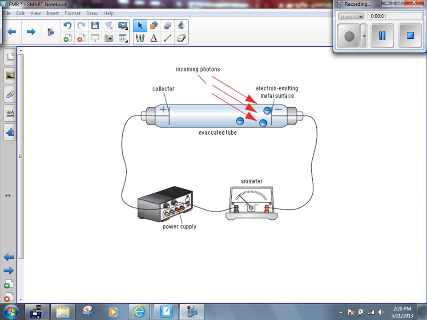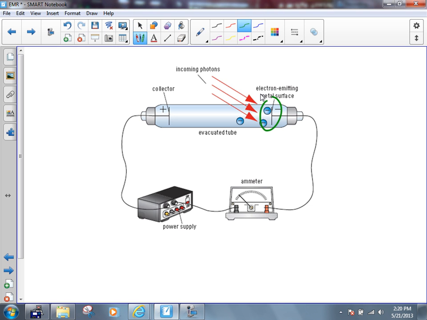On Friday, we took a look at a little experiment that enabled us to find, among other things, the threshold frequency of a particular metal. Here's our metal right here. Whatever it is, we have photons that strike that metal and cause the electrons to be ejected. In other words, those photons must be above the threshold frequency of that metal, whatever it is.